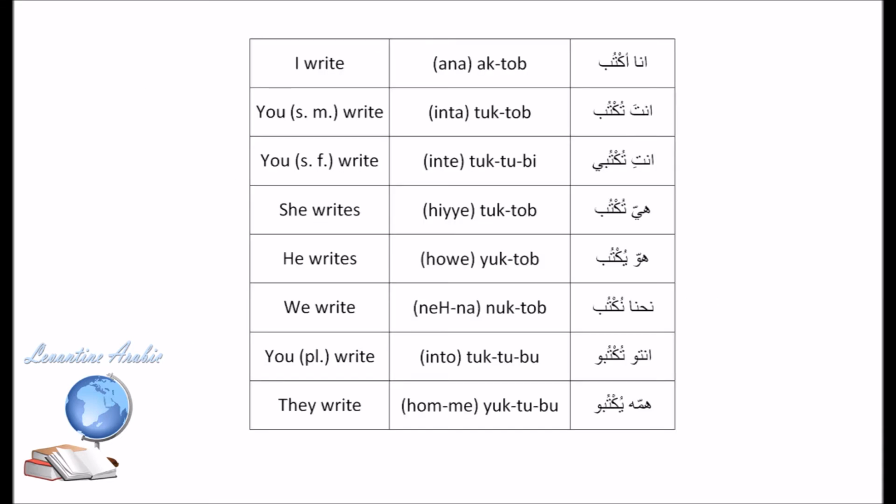We're going to start with the verb to write, كتب, يكتب. The root of this verb is composed of three consonants, and it conjugates like this. I write, أنا أكتب. You write, singular masculine, أنت تكتب. You write, singular feminine, أنتِ تكتبي.